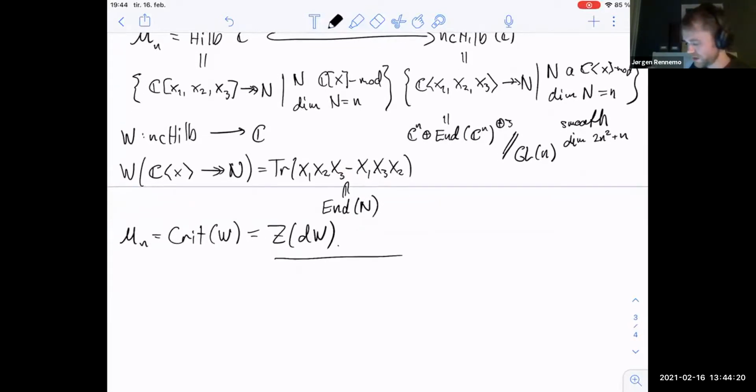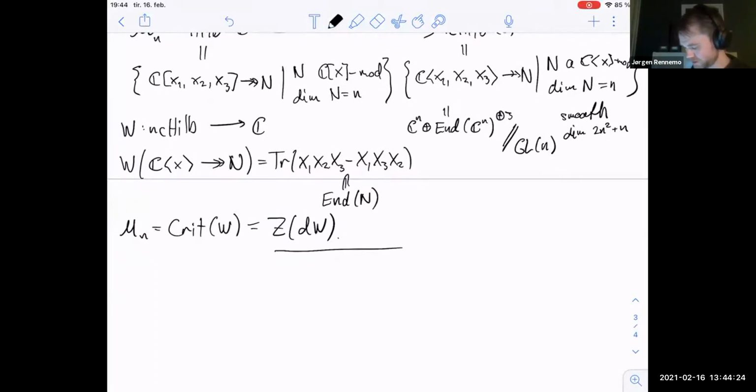Okay, so now we have this. What do we use it for? Well, we use it for giving an explicit description of the virtual structure sheaf. One way to motivate it, by some loose analogy, is to say that you pretend your moduli space is cut out by a section of some vector bundle on the smooth ambient space.